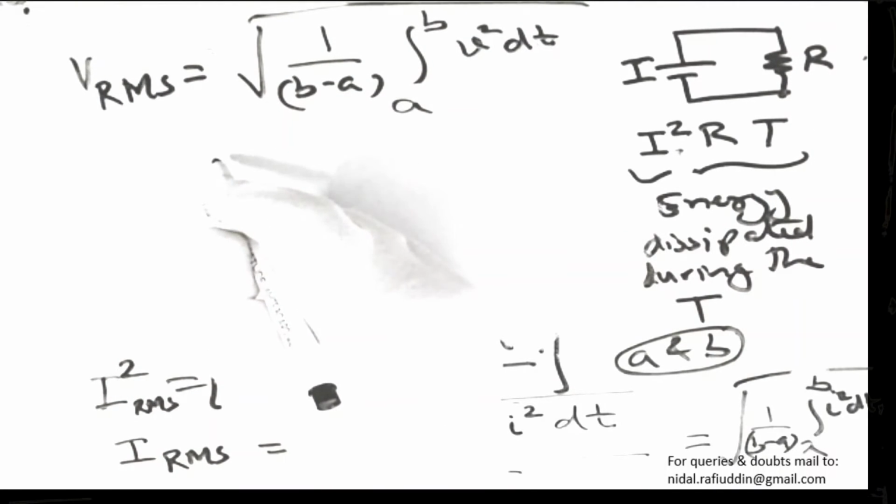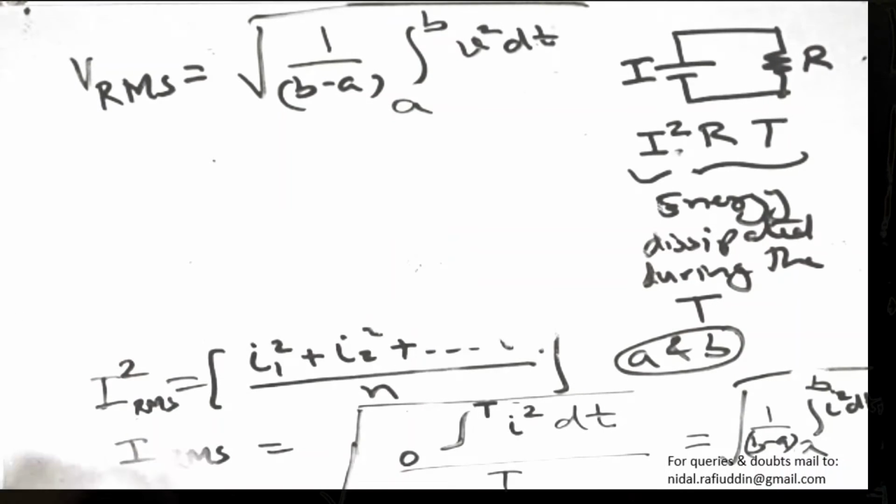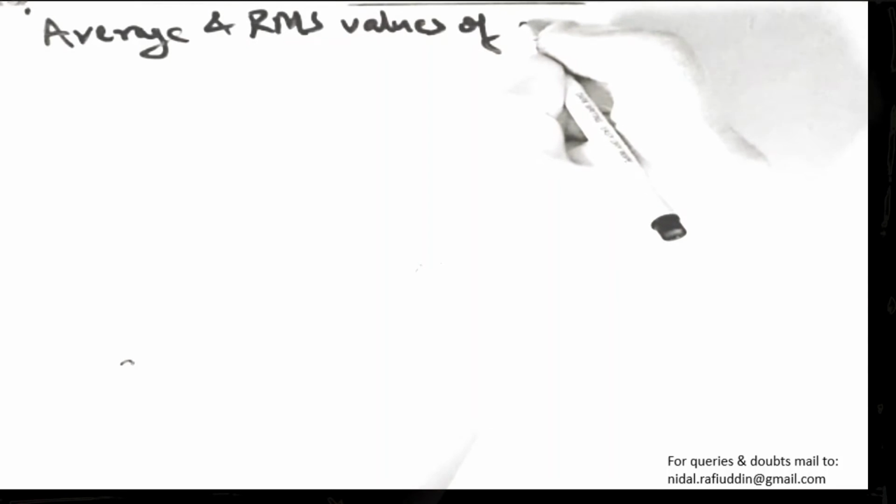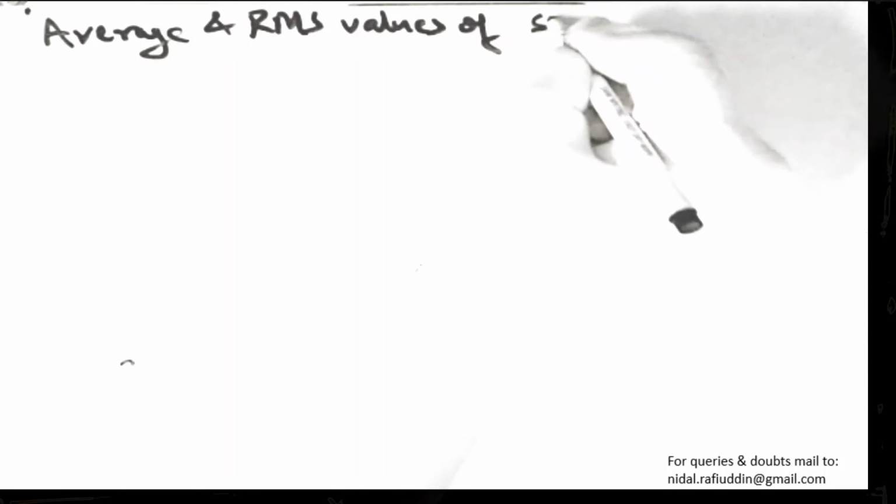So let us try to understand how to compute the RMS value using an example. Let us first compute the average and RMS values of sine waves, full wave and half waves, and other waveforms as well. So we start with the average and RMS value of sinusoidal current or voltage.